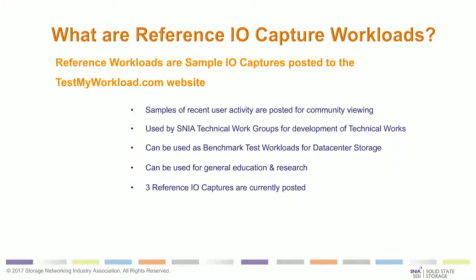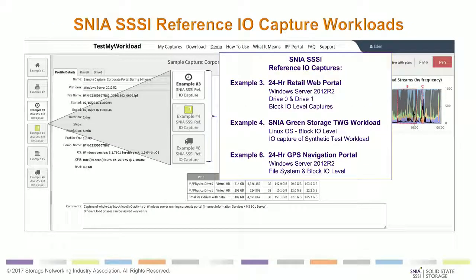So this is just going to reiterate what I said. What are reference IO captures? They're samples of recent user activity used by the technical work group, used for education, and there's 3 workloads that are up there. The 3 workloads, if you go to the demo page, you'll see there are 6 workloads listed on the left-hand side. Example 3, 4, and 6 are the reference workloads.